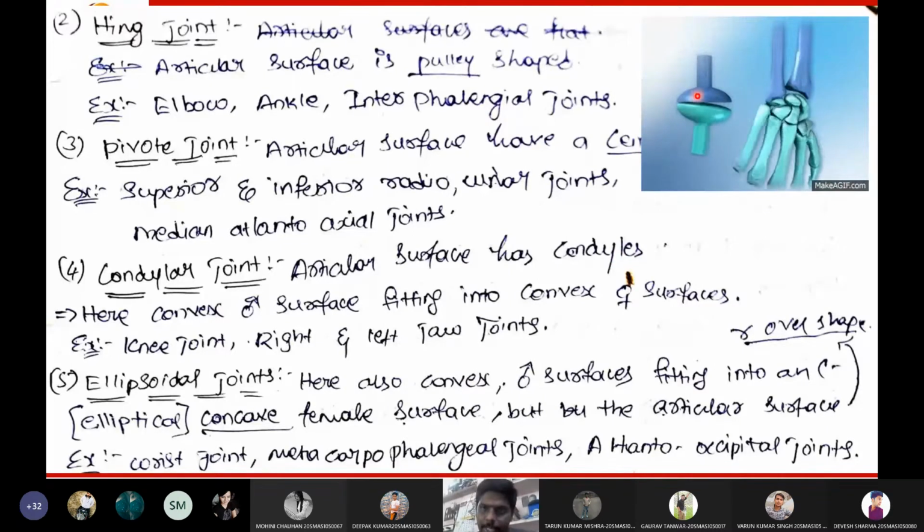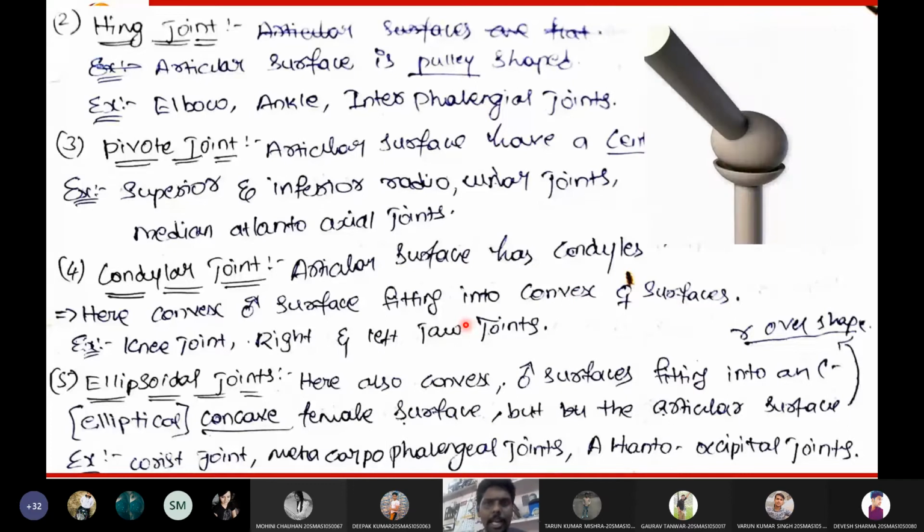And the joint in between them is called a condylar joint. Okay, so the condylar joint is present in the wrist also, actually between the radius and ulna of the wrist, in the hand. Then you have the ellipsoidal joint.